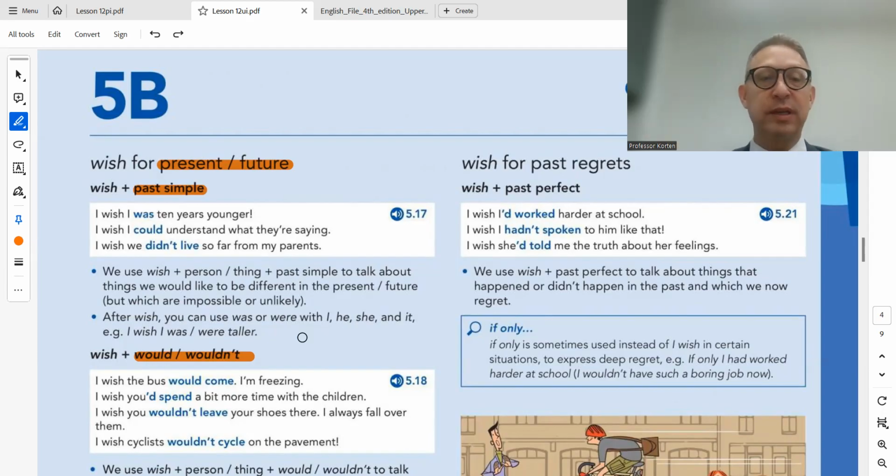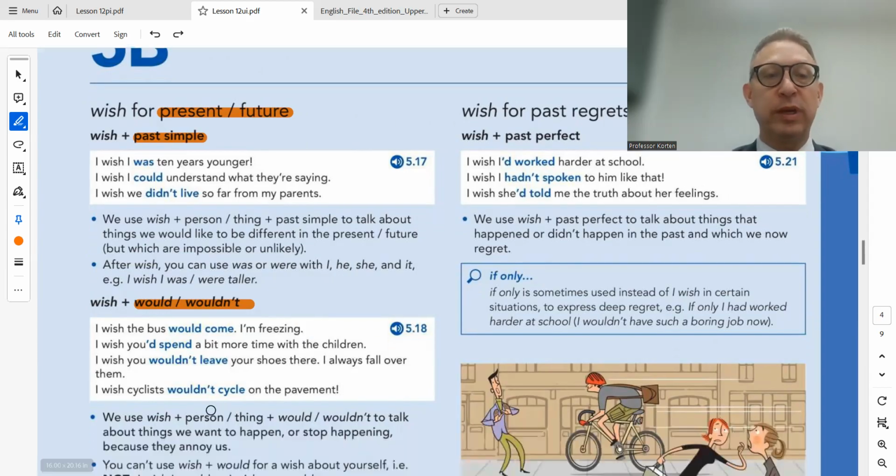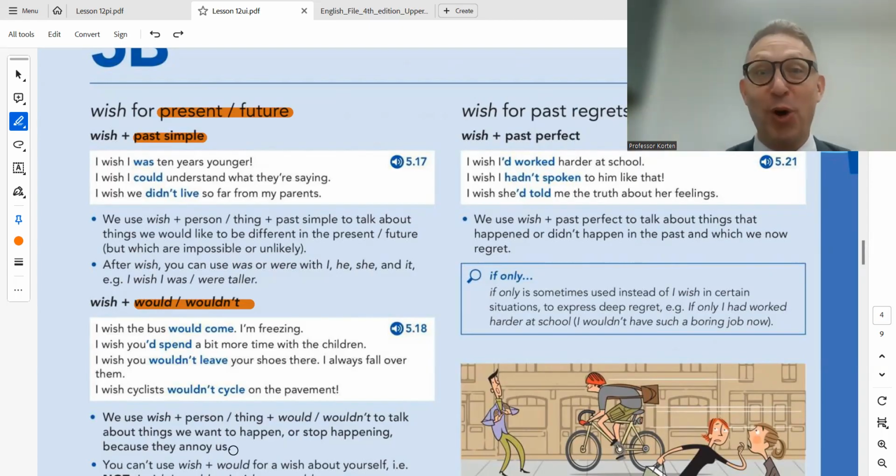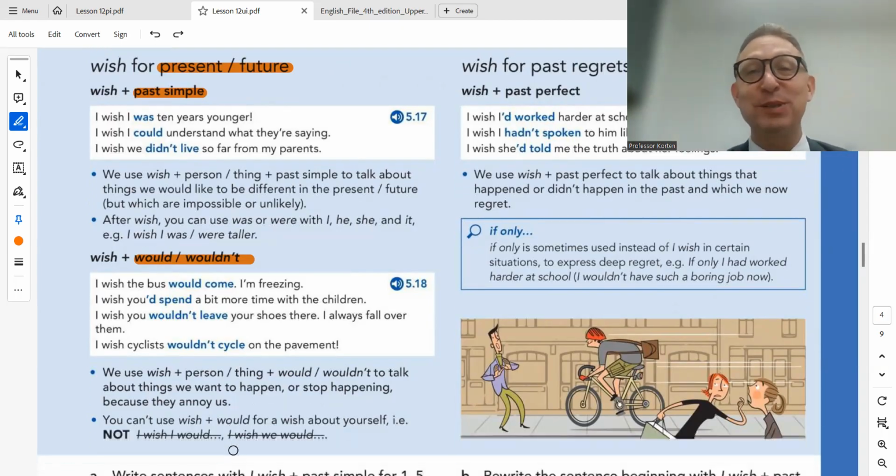Now we use would and wouldn't. We use wish plus person or thing plus would or wouldn't. Do you see how it's quite a little bit different here? So about things we would want to happen, stop happening, or that annoy us. And honestly, when we talk about wish, we often want to improve our life. I wish they wouldn't stay so long. So oftentimes it's to express an annoyance, which is quite funny.